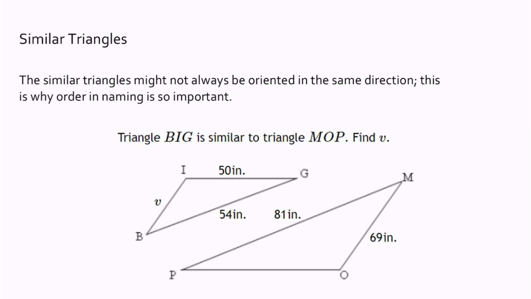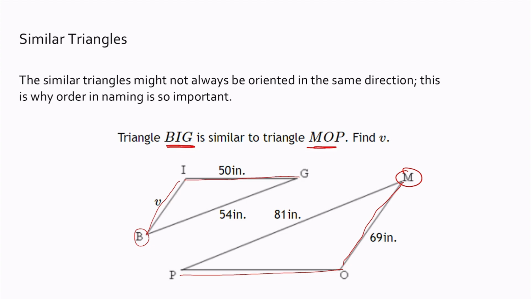All right, so here we're showing that similar triangles might not always be oriented in the same direction, and this is why their naming is so important. So this is telling us that triangle BIG is similar to triangle MOP. So this second triangle is kind of rotated.